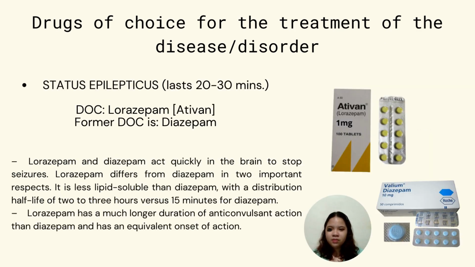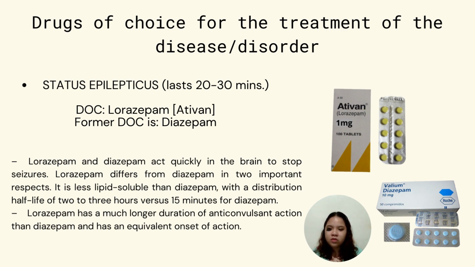For the status epilepticus that lasts 20 to 30 minutes, the drug of choice is lorazepam, and its former drug of choice is diazepam. Lorazepam has emerged as the preferred benzodiazepine for acute management of status epilepticus. Lorazepam and diazepam act quickly in the brain to stop seizures.